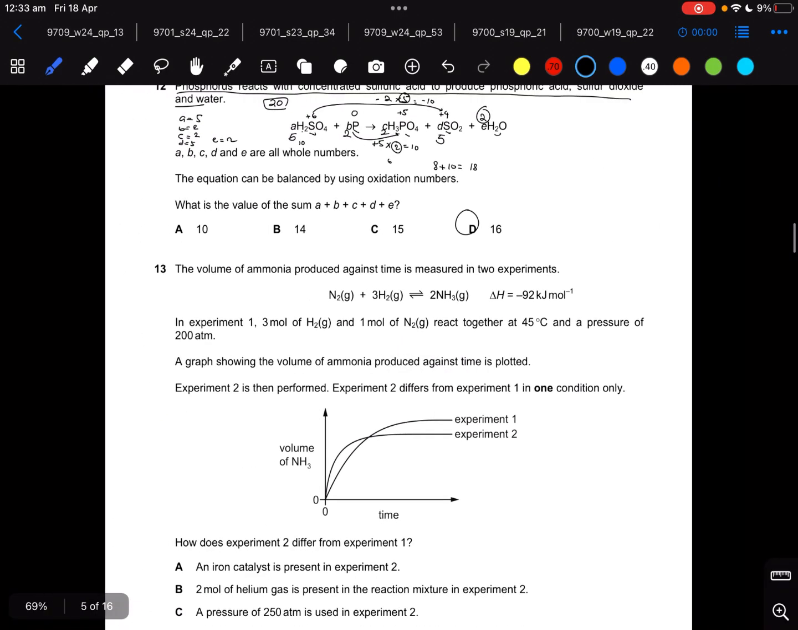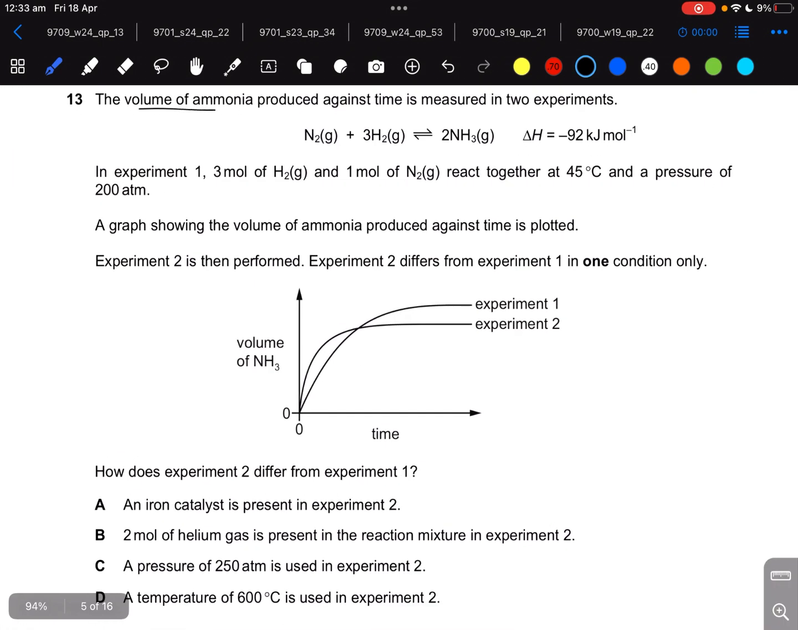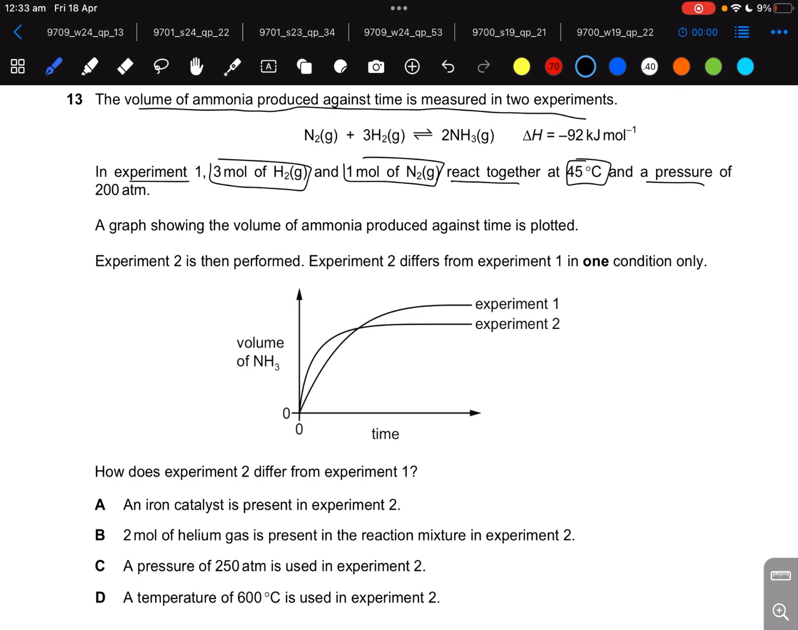Question 13. The volume of ammonia produced against time is measured in 2 experiments. In experiment 1, 3 moles of hydrogen and 1 mole of nitrogen react together at 45 degrees Celsius and a pressure of 200 atmospheres. A graph showing the volume of ammonia produced against time is plotted. Experiment 2 is then performed.